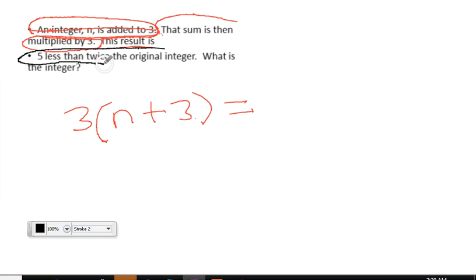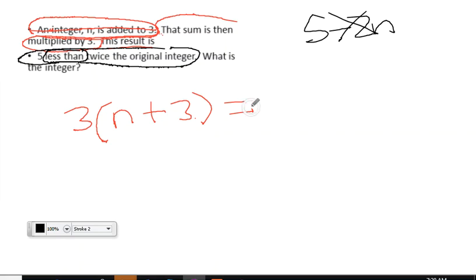5 less than twice the original integer. Oh, there's the less than again. So that's going to turn our problem around. 5 less than twice the original integer. Do not do this, you guys. I'm telling you, you're going to do that. I don't want you to do that. If it says less than, you have to write twice the original integer first, which looks like this, and then 5 less than that. Okay, and then we just have to figure out what is the integer.